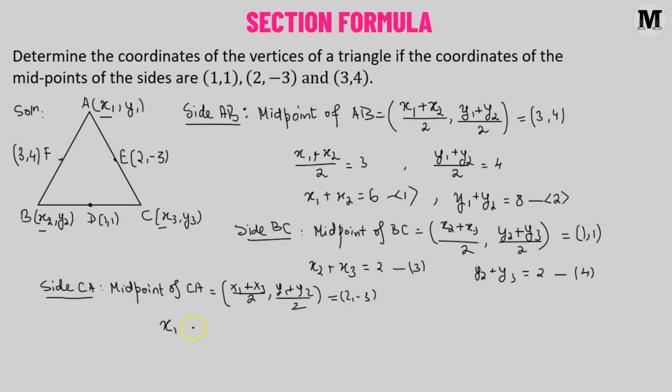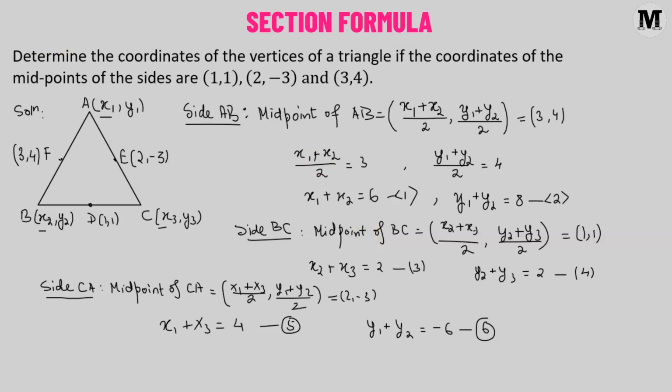So we will get two equations: x1 plus x3 equals 4. That's going to be equation number 5. And then we have y1 plus y3, which is going to be -6. So that's equation number 6. Now we can use equations 1, 2, 3, 4, 5, 6 to find the values of x1, x2, x3 and y1, y2, y3. So that I'll be leaving as an exercise for you to try out.